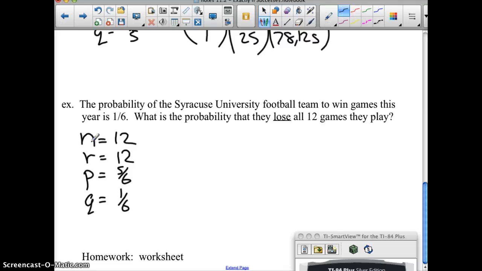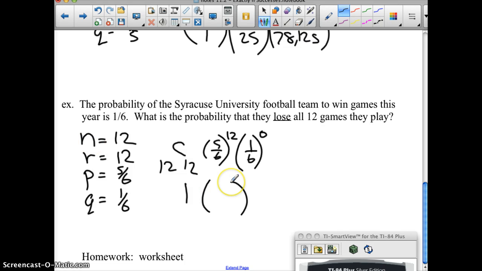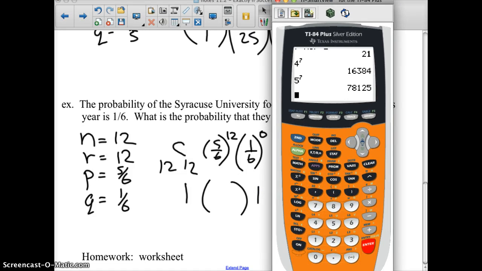All right, so this way I have 12C12. My success is them losing, and I want them to lose 12 times. That's why 5/6 to the 12th. And the probability they win is 1/6, and I don't want them to win any. Okay? I don't want them to win. All right, so 12C12 is 1. 5/6 to the 12th, well, we'll do that in a second. And then 1/6 to the 0 is 1. So really all I need to do is 5/6 to the 12th.